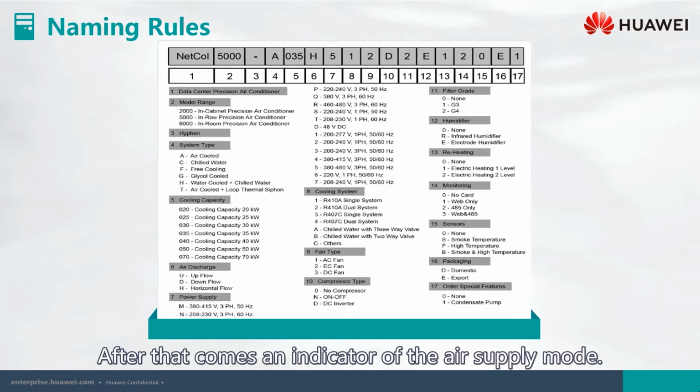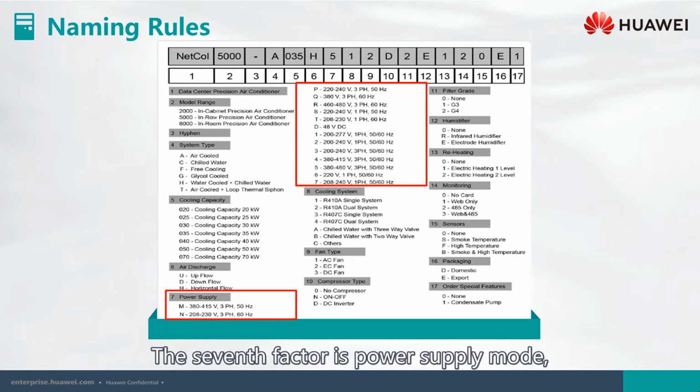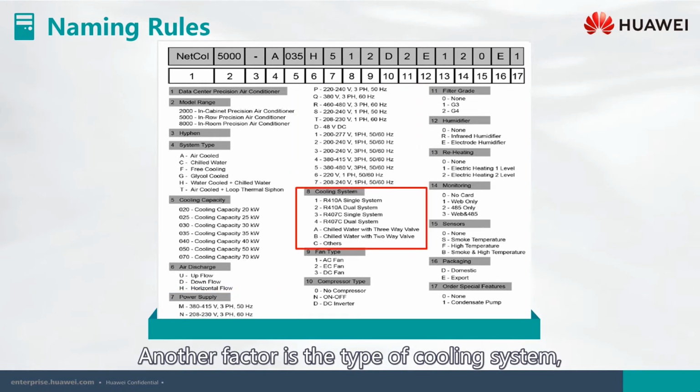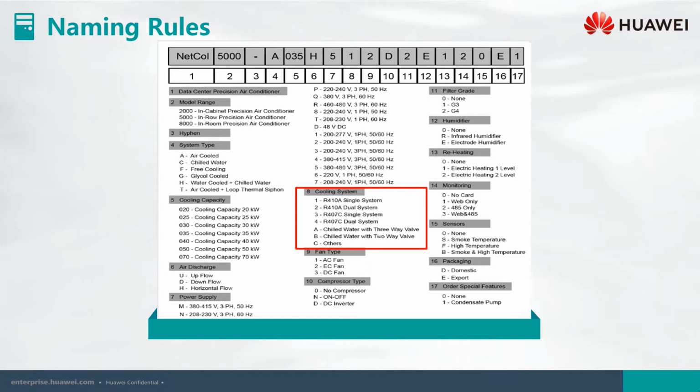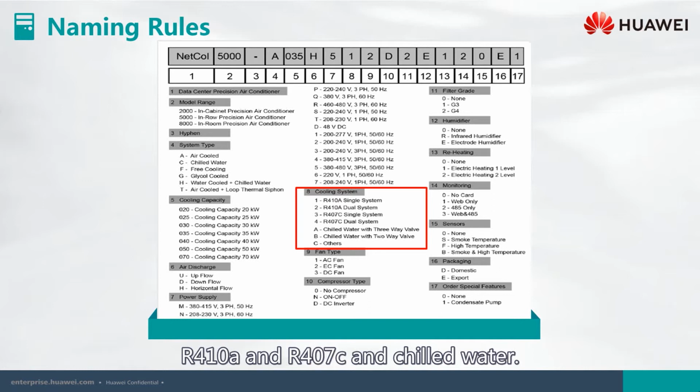After that comes an indicator of the air supply mode. U here refers to upflow, D refers to downflow, and H refers to horizontal flow. The seventh factor is power supply mode, which depends on the mains in each country. Another factor is the type of cooling system. And we can see that the cooling mediums are the chemicals R410A and R407C and chilled water.